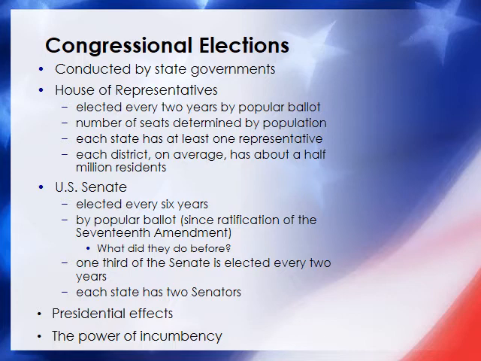Initially, members of the Senate were selected by state legislatures, but since the 17th Amendment to the Constitution, they are determined directly by voters. So every 2 years, 1/3 of the Senate is up for reelection. They don't do it all at once. It's not every 6 years. It's every 2 years, 1/3 of the Senate is up for reelection.